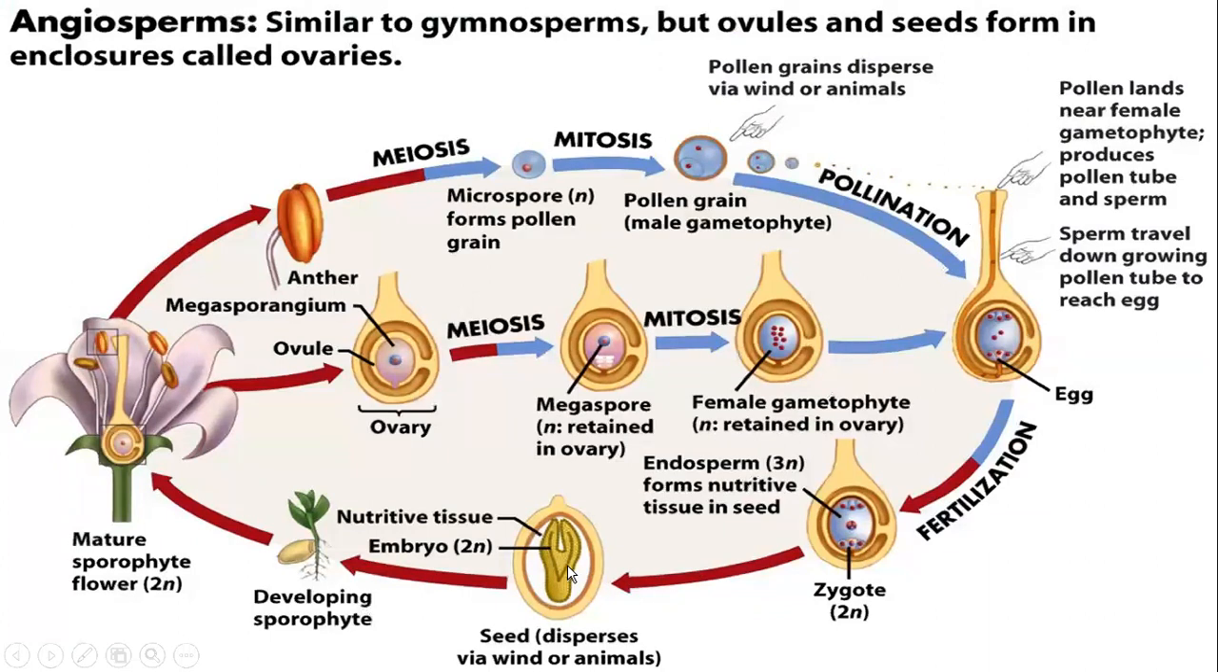And this endosperm will develop into the nutritive white region. Nutritive tissue means the endosperm tissue, and that is the embryo. The mitosis of the zygote will produce the embryo, and the developing seed is dispersed via wind or animals. This is the seed which is going to disperse through animals, winds, and human beings, and whenever it gets favorable conditions, it will develop into a new sporophyte generation. This is the mature sporophyte generation, and it is the flower.